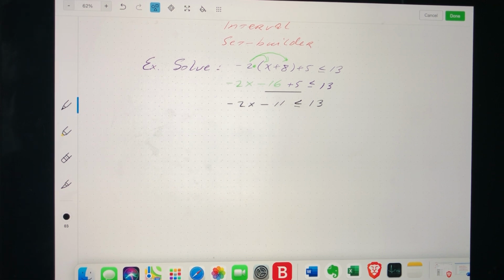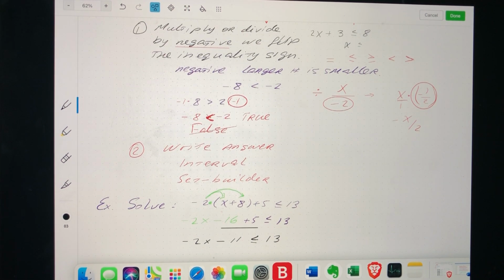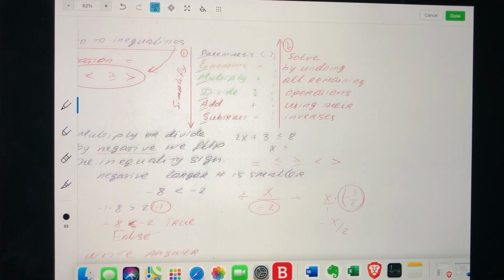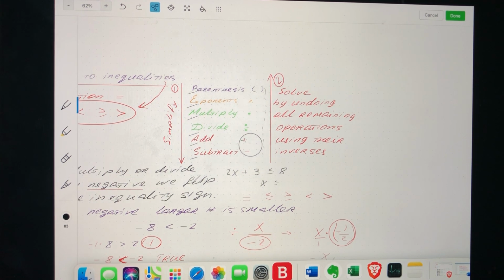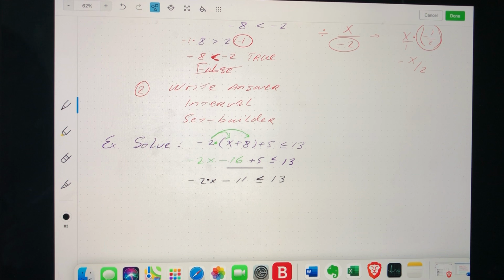So we go back to our order of operations, and we have two things to undo. We have a multiplication, which is here, and we have a minus 11. So following the order of operations in reverse, we undo addition and subtraction first. So to undo negative, which we have, we use its inverse, which is plus, so we will be adding 11 to both sides. So to cancel negative 11, we add 11 to both sides. That does not affect our inequality sign. We get exactly the same inequality sign. Negative 2x less than or equal to 24.